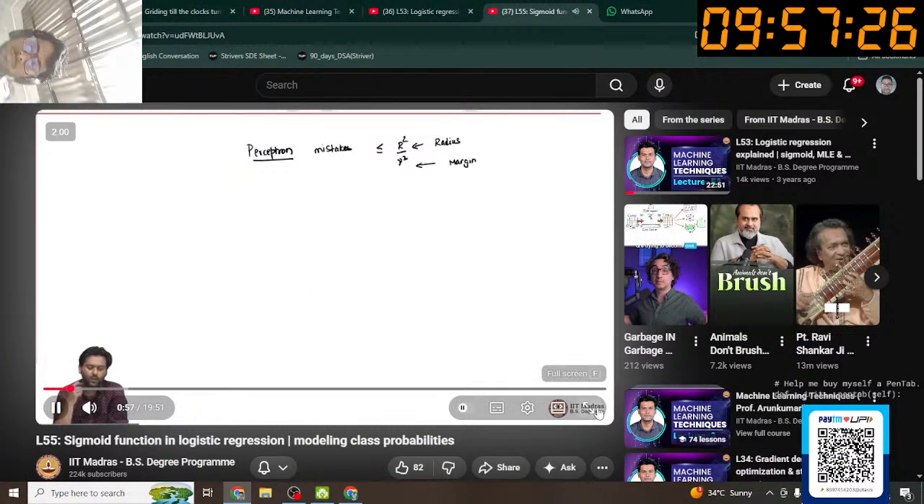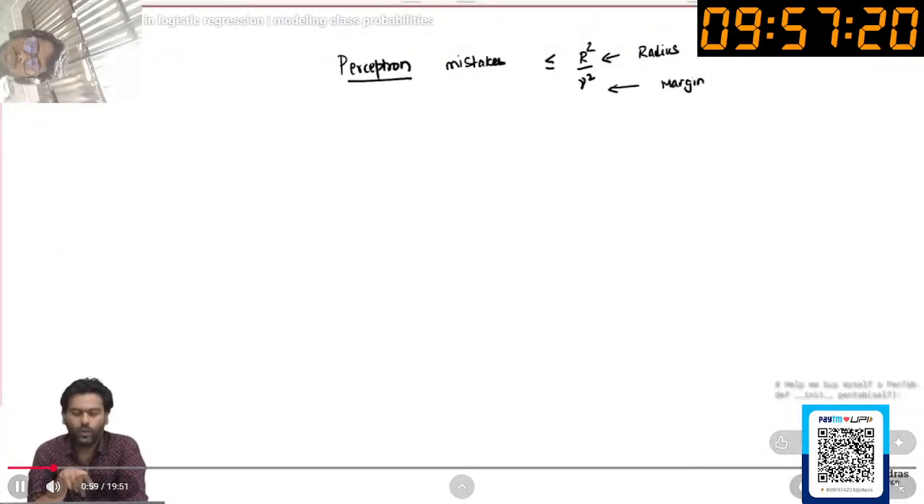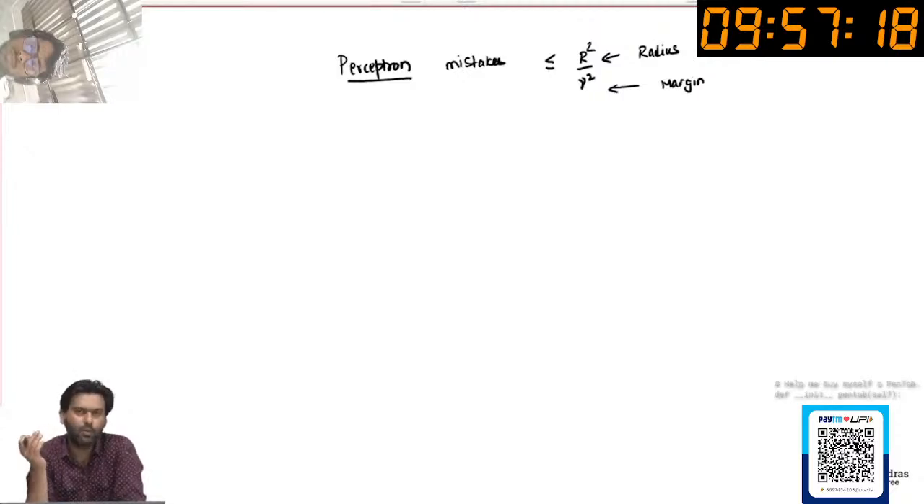When the data set is linearly separable with gamma margin, then what we are able to argue is that perceptron's number of mistakes is a finite quantity. It's bounded by r squared by gamma squared.